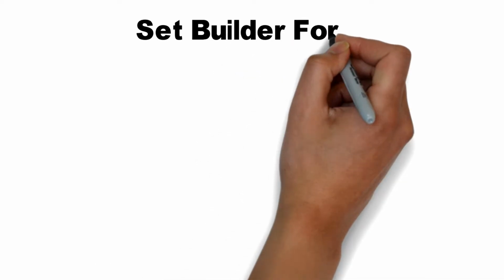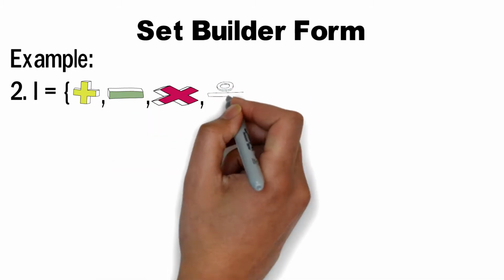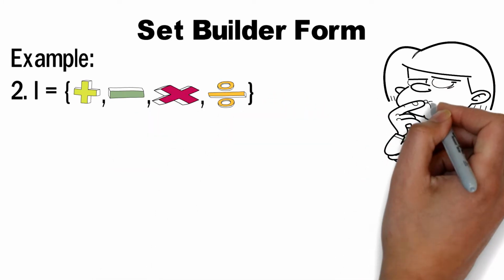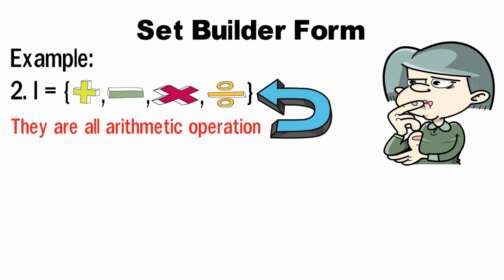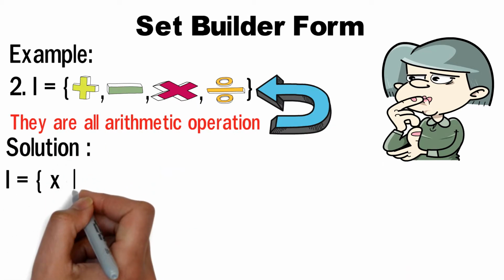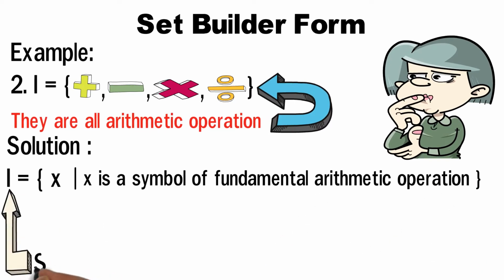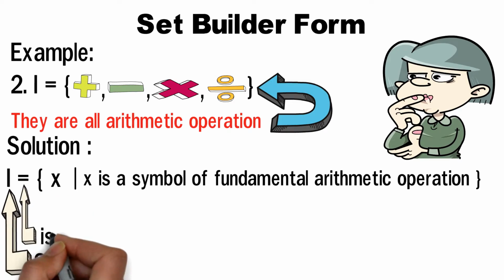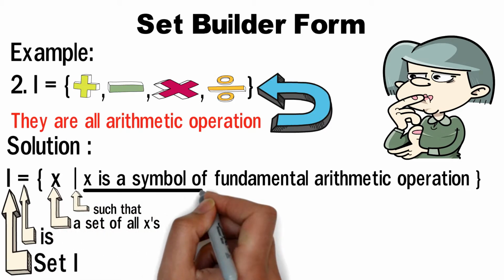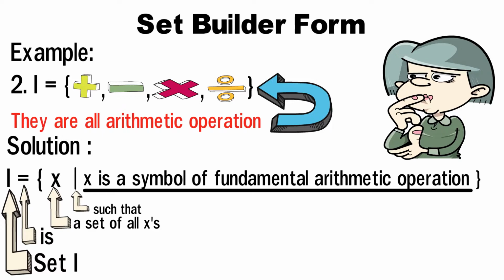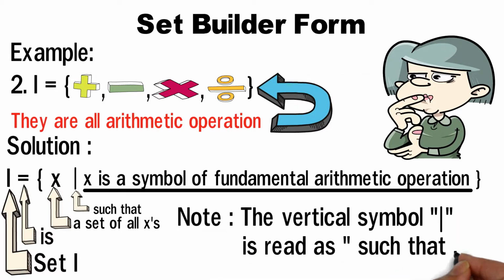Next, set I consists of addition sign, subtraction sign, multiplication sign, division sign. Ngayon student, anong napansin mo sa mga elements? Tama ka, they are all arithmetic operations. Kaya ang magiging solution natin ay set I is a set of all x such that x is a symbol of fundamental arithmetic operation. Uulitin ko kung paano siya basahin. Set I is a set of all x such that x is a symbol of fundamental arithmetic operation. Note: the vertical symbol is read as such that.